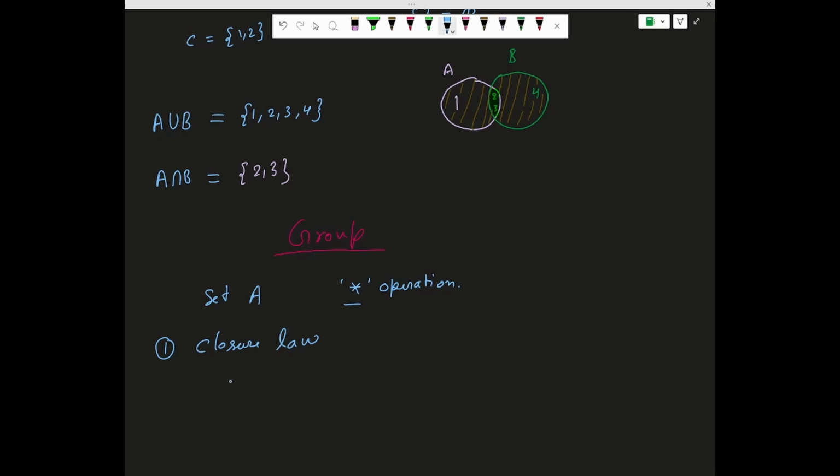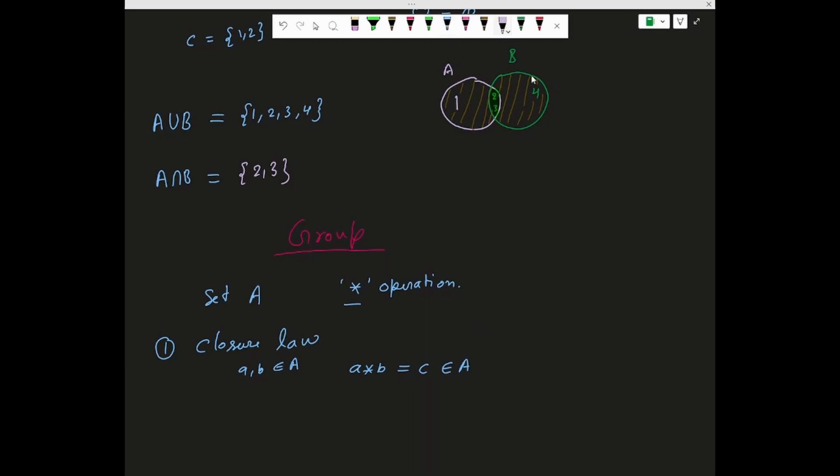Closure means that if we are taking any 2 elements from A and we are applying the operation, then the operation will result in another thing, let's say it's C. So this C must also belong to A. This is what we call closure operation.